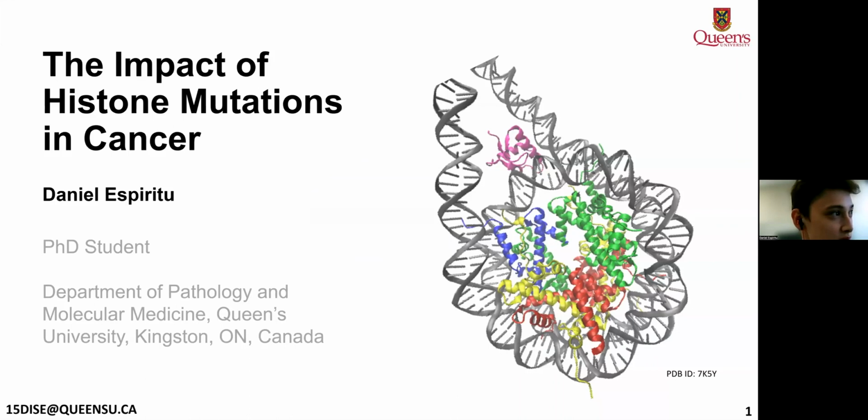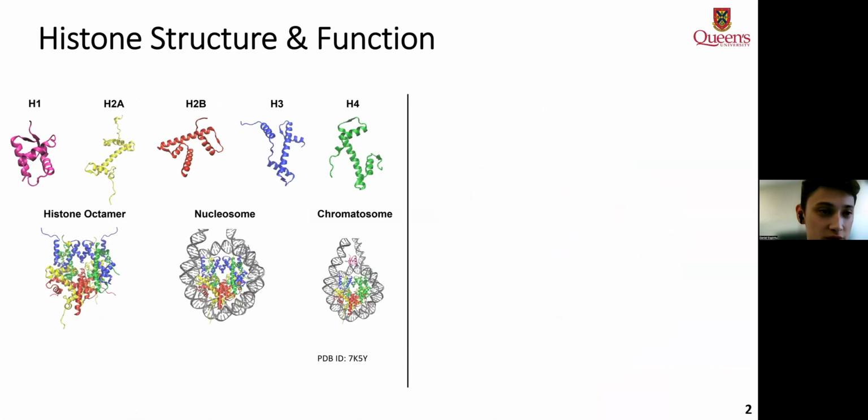I'm a PhD student at Queen's University, and I've been researching the impacts of histone mutations in cancer for the past year. So for some brief background, histones are a group of internuclear proteins that represent the fundamental protein component of chromatin. They can be divided into 5 different types based on their function, but by and large, they have the exact same structure. It is composed of 2 disordered tails, the N-terminal tail and the C-terminal tail, and the core domain, which is made up of 3 alpha helices.